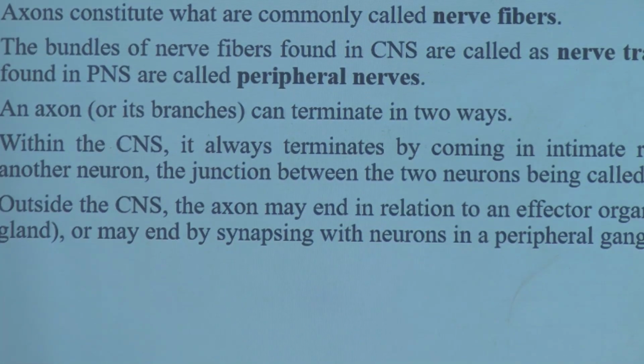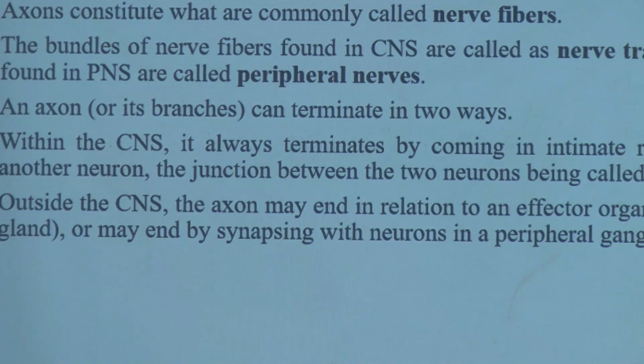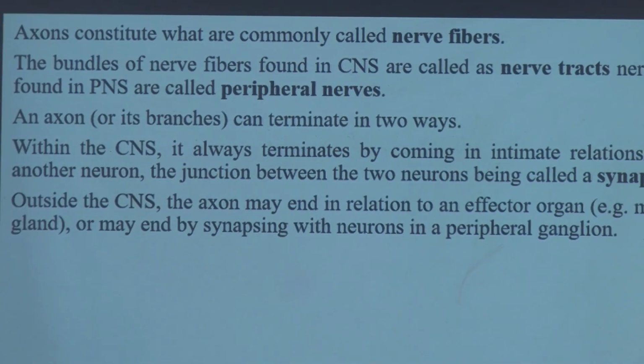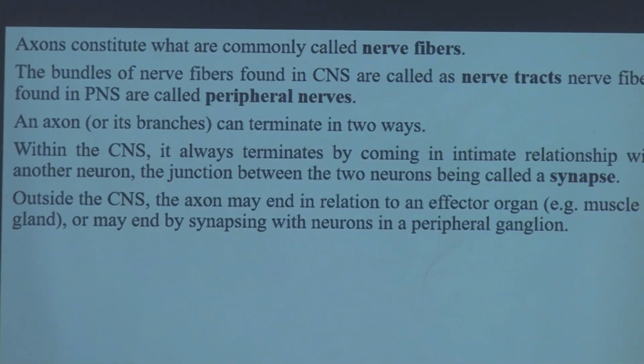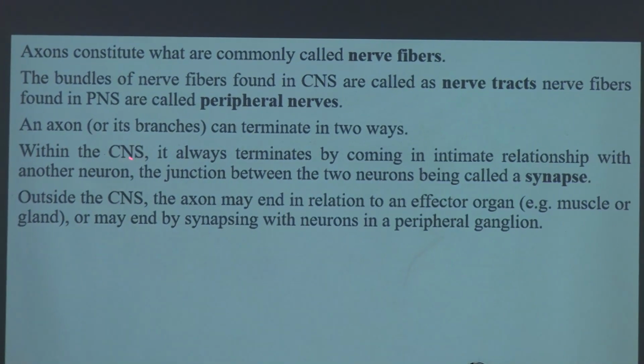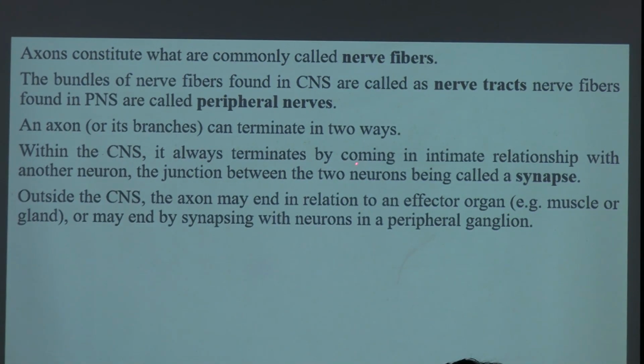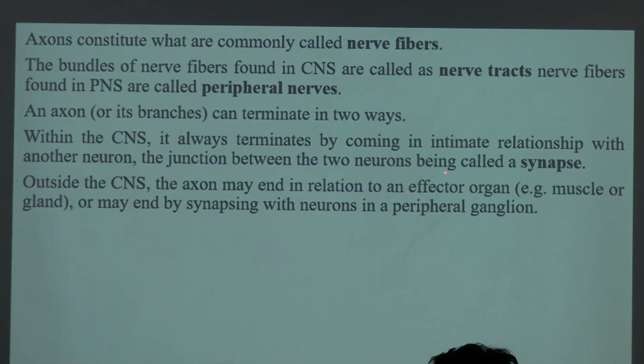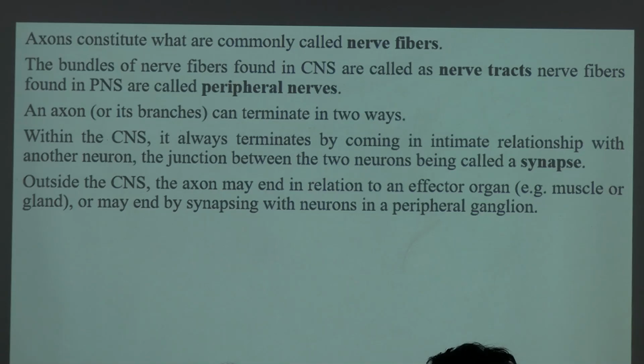Now, an axon can terminate in two ways. There are two ways by which the axon can terminate. First, if it is in the central nervous system, then it terminates by coming in intimate relationship with another neuron, forming the synapse. So one neuron, another neuron, they are synapsing, and thus the axon is terminating, and that is taking place inside the central nervous system.